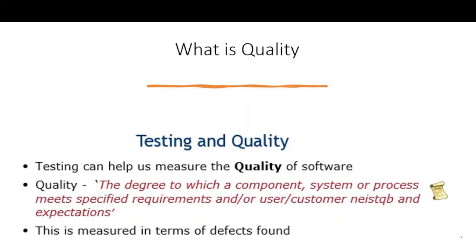So we'll see the ISTQB definition of quality. This is the definition ISTQB has given us. Quality is the degree to which a component, system or process meets specified requirements and/or user or customer expectations. So when you're going and checking the cycle, you're checking the quality of the tires and the quality of the brakes, everything.